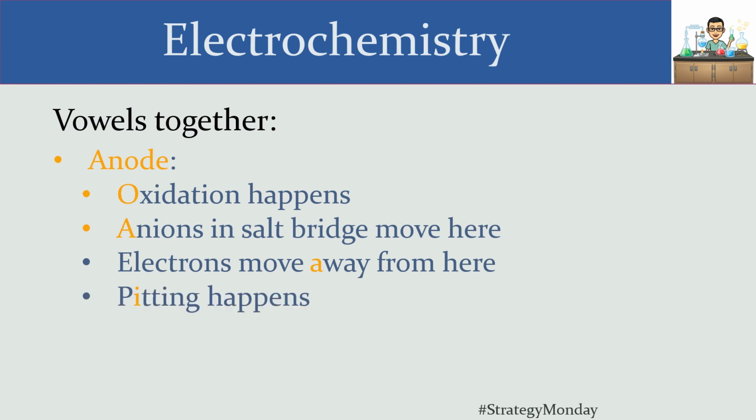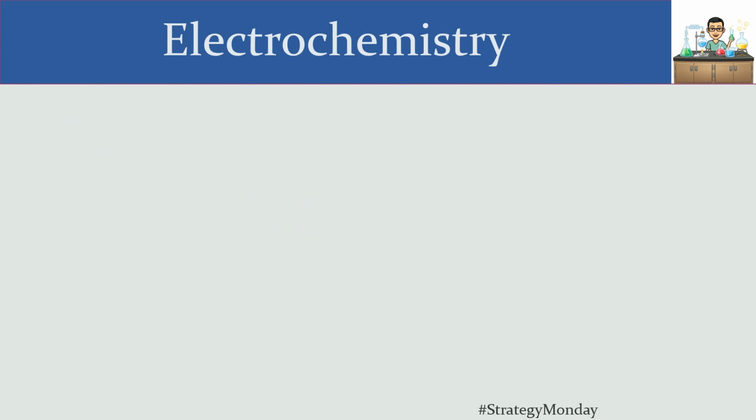One of the processes that happens at the anode is something called pitting. That's because electrons are moving away from the anode. A lot of times what we observe is that metals, when they lose those electrons, become cations. Those cations float around in solution and are no longer part of the solid. So pitting happens at the anode, which is another thing you should keep in mind.